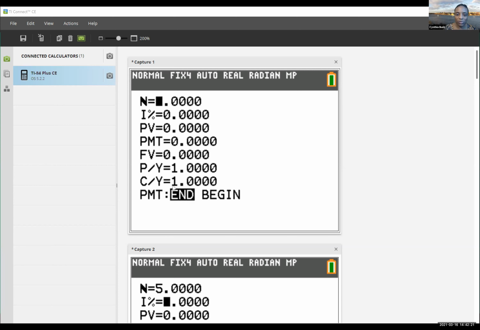Most of the time, they're ordinary annuities, so the end word should be highlighted. There are times when we'll have to switch the calculator to begin, and I'll show you how to do that, but right now we want it in end. Any questions so far?